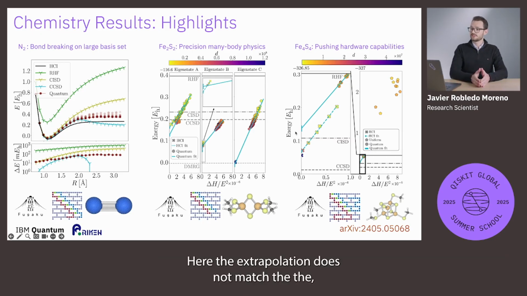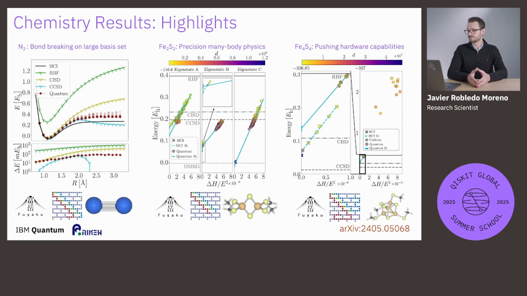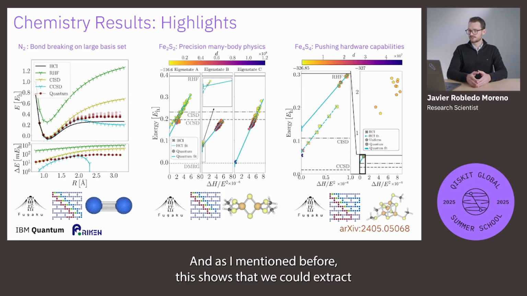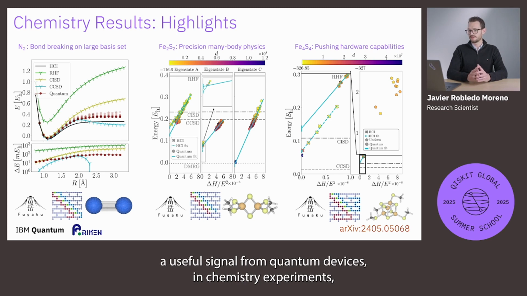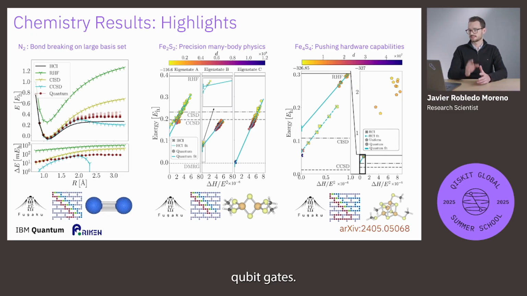Here, the extrapolation does not match the range that corresponds to the ground state energy, but again, we are somewhat convinced that they are an approximation to an eigenstate of the Hamiltonian. And as I mentioned before, this shows that we could extract a useful signal from quantum devices in chemistry experiments in a quantum circuit that had 77 qubits and 3,500 2-qubit gates.